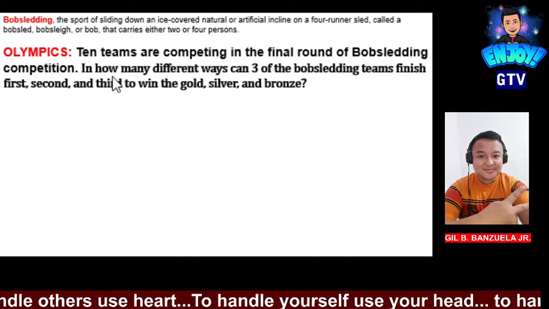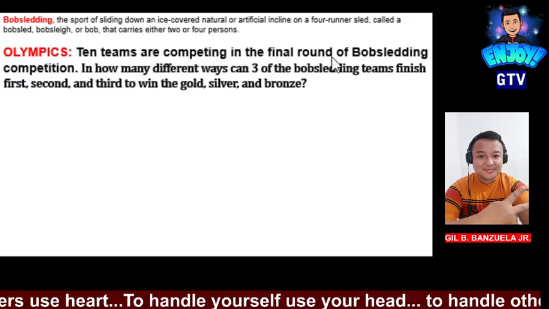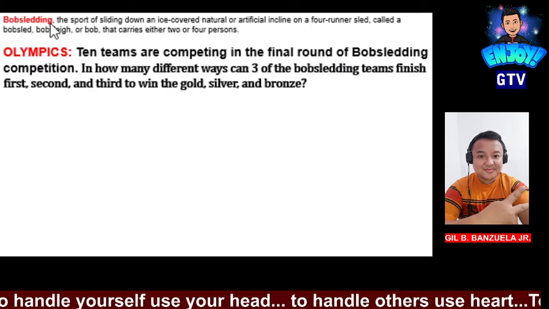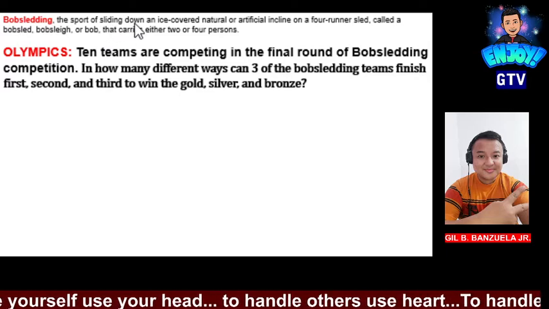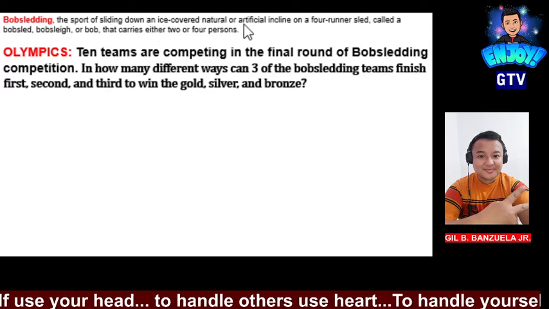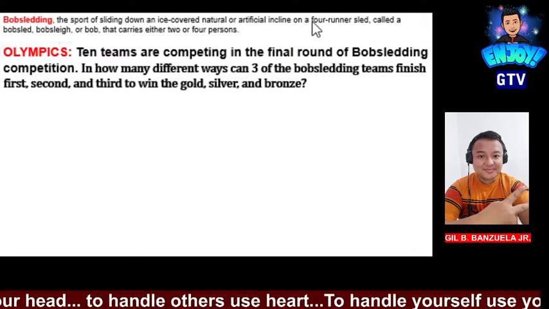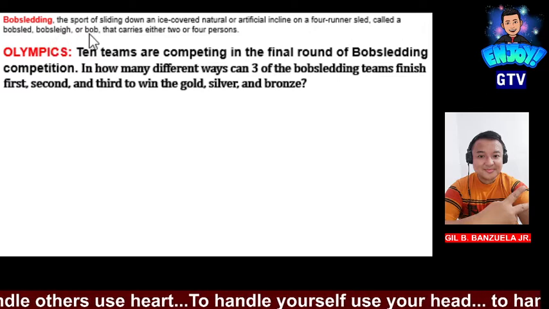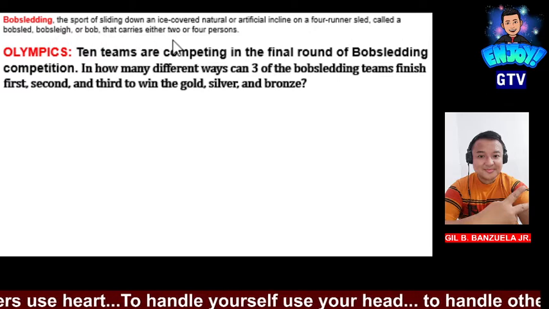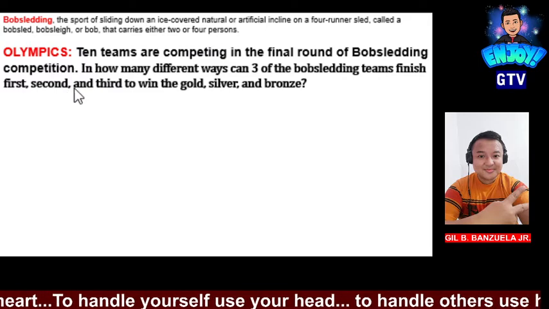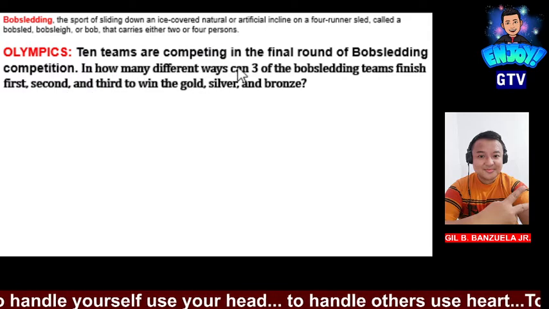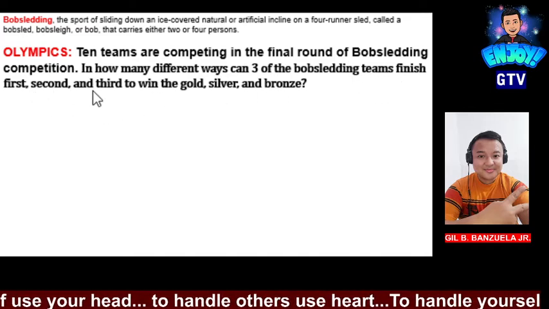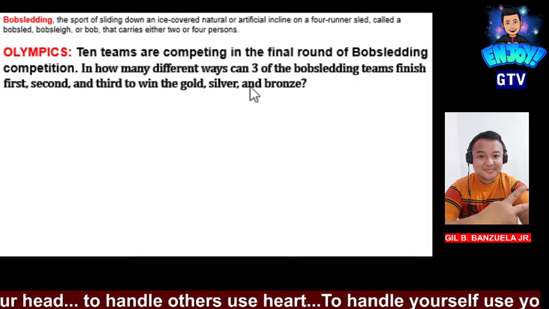In the Olympics, 10 teams are competing in the final round of the bobsledding competition. By the way, bobsledding is the sport of sliding down an ice-covered natural or artificial incline on a 4-runner sled called a bobsled, bobsleigh, or a bob that carries either 2 or 4 persons. In this question, in how many ways can 3 of the bobsledding teams finish first, second, and third to win the gold, silver, and bronze?